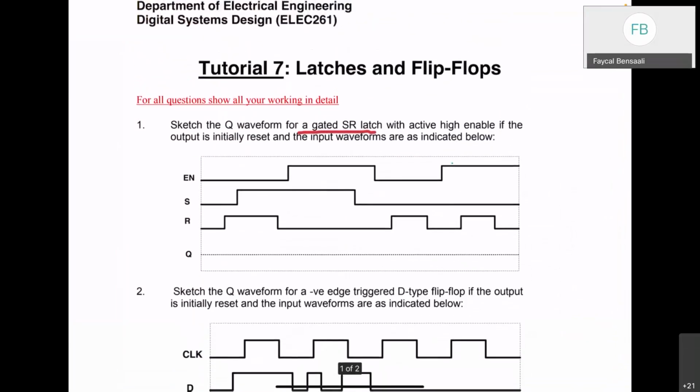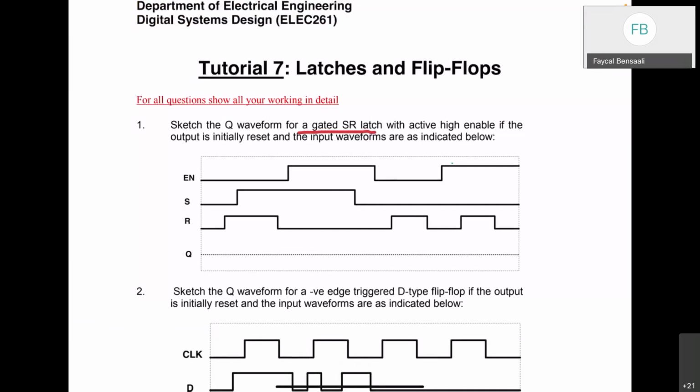So, as I said, we finished the lecture on latches and flip-flops. So we'll do the tutorial. This tutorial shouldn't take long, and then we will start the next topic, which is related. Basically, it's about the use of VHDL to describe sequential circuits. So now we will talk more about sequential circuits.